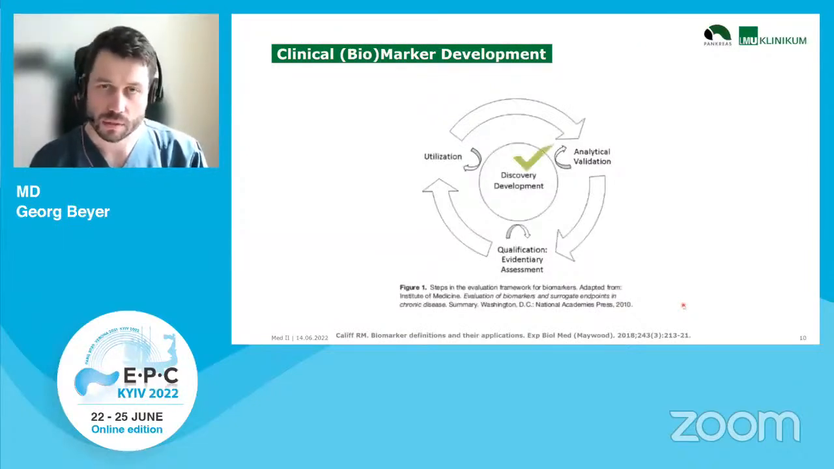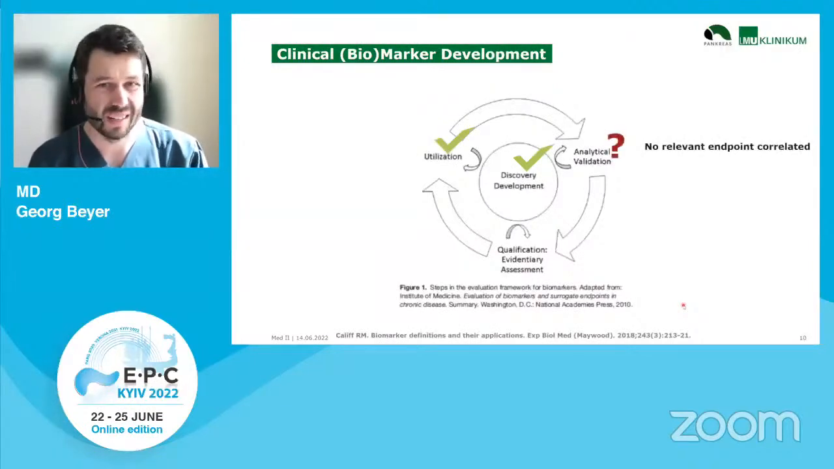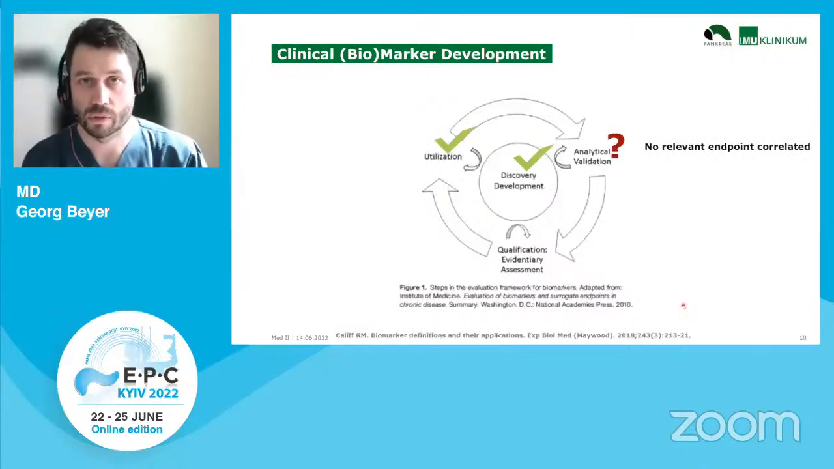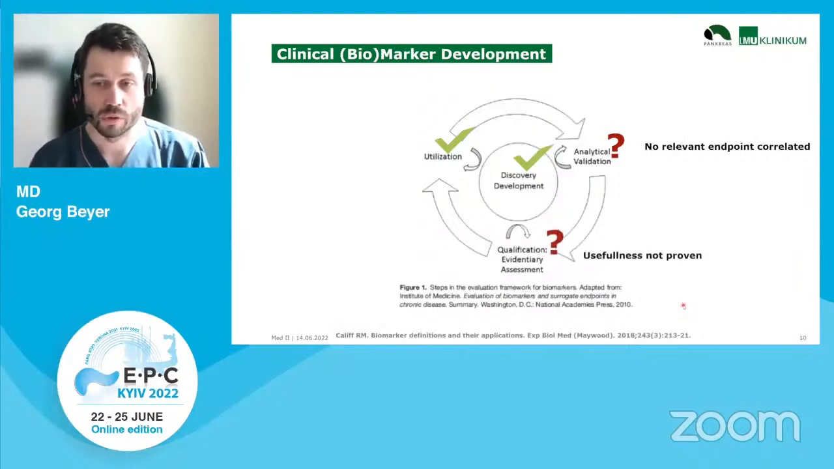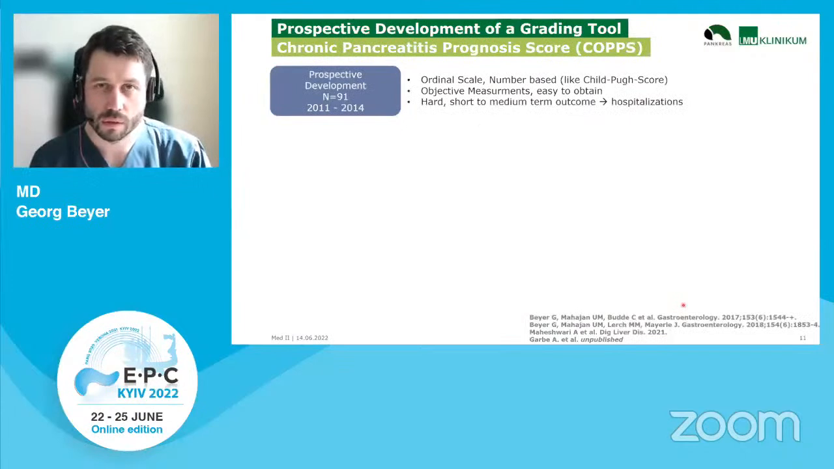With the previously discussed classification systems, the problem is we've discovered or developed them based mostly on expert consensus, and we started using them, but we've never really validated any of these classification systems in a standardized prospective way with hard endpoints. And therefore, we're unsure whether or not they're useful in clinical practice. Being aware of this problem, our own group, and I've been part of this endeavor for the last 8 years or so, went a different way, trying to prospectively develop a prognosis score for chronic pancreatitis, which might add some value to the aforementioned problems.